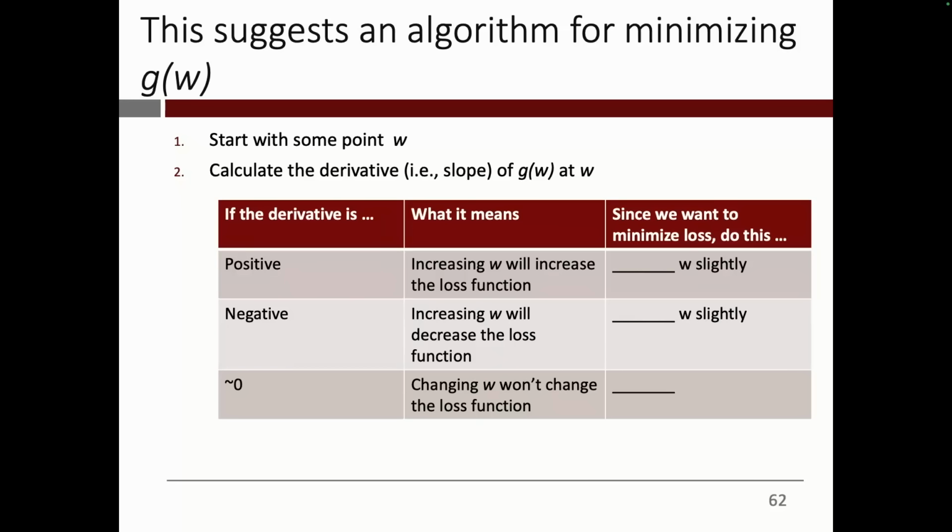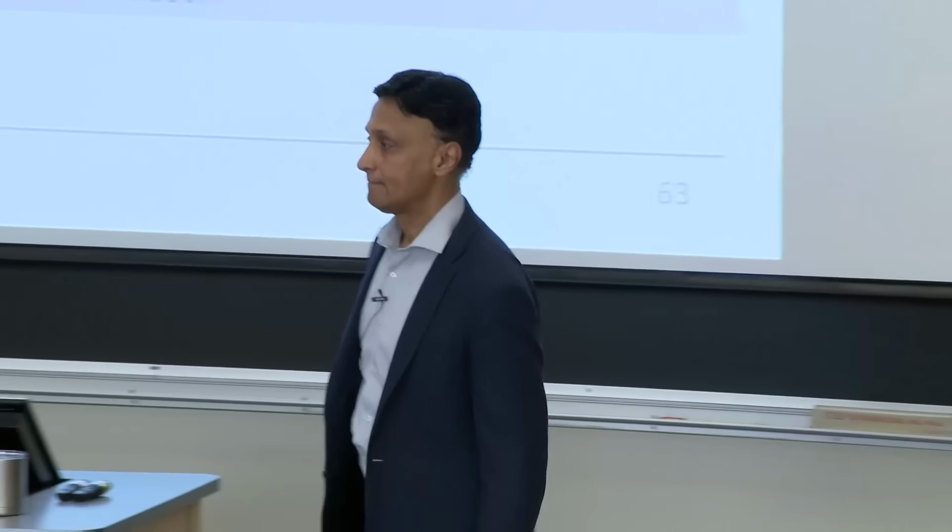Decrease. Yes. And similarly, if it's negative, what should we do here? Increase. Exactly. So in the first case, you reduce w slightly. In the second case, you increase w slightly. And if the thing is close to 0, you just stop because there's nothing else you can do. Okay?